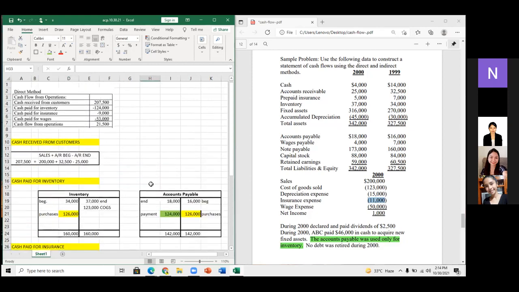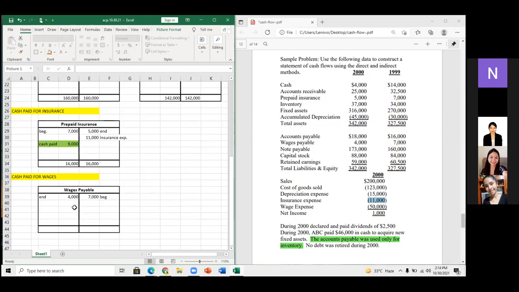And after nun, nung sa insurance, punta naman tayo sa cash paid for wages. Ito. So, cash paid for wages, ganun din ulit yung gagawin natin, yung beginning balance and ending balance. Tapos, dito din sa problem, sinabi niya din na nagkaroon ulit tayo ng wage expense. Ito yung 50,000. So, itong 50,000, ilalagay natin siya dito, kasi nga, expense siya. Ito yung wages expense.